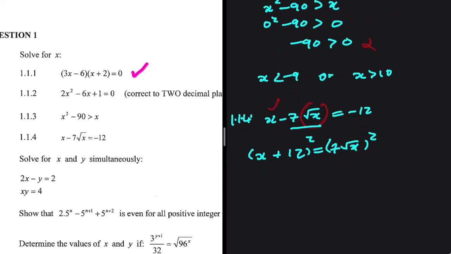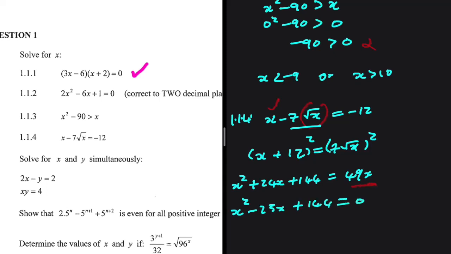If I do that, (x + 12) squared: x multiplied by x is x squared, x multiplied by 12 is 12x, 12 multiplied by x is another 12x, which gives 24x, plus 144, being equal to 49x. So now we need to take 49x to the left hand side. We're going to have x squared, 24 minus 49 is minus 25x, plus 144 being equal to 0.